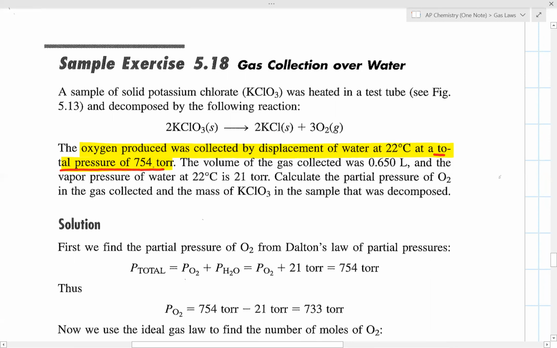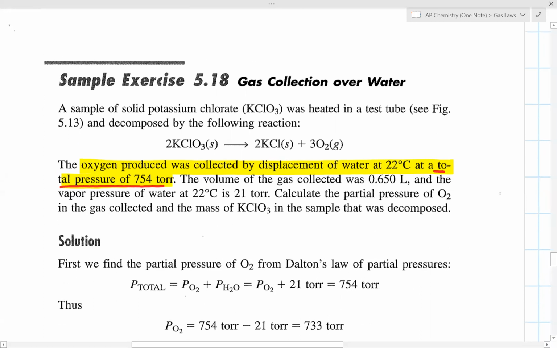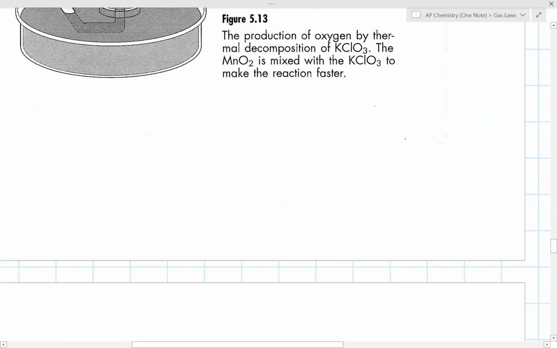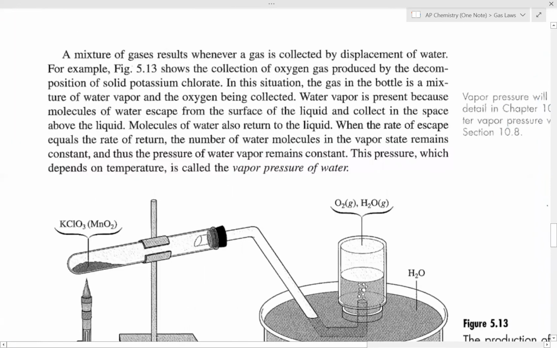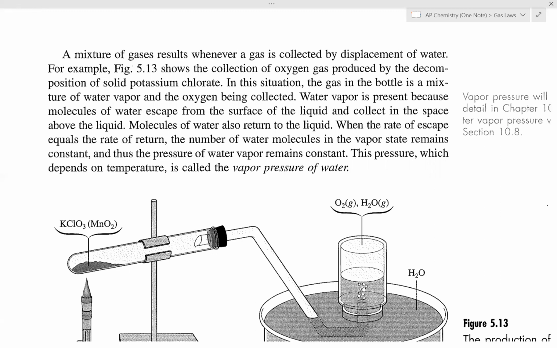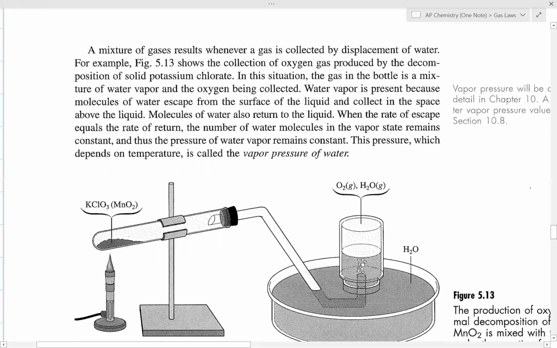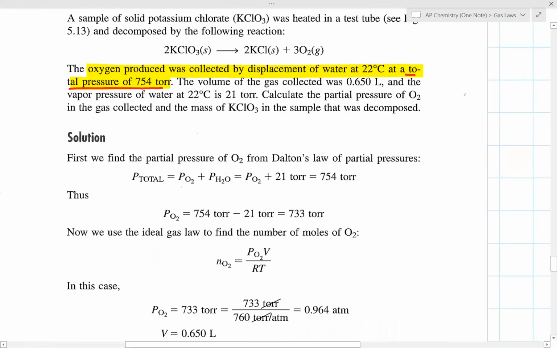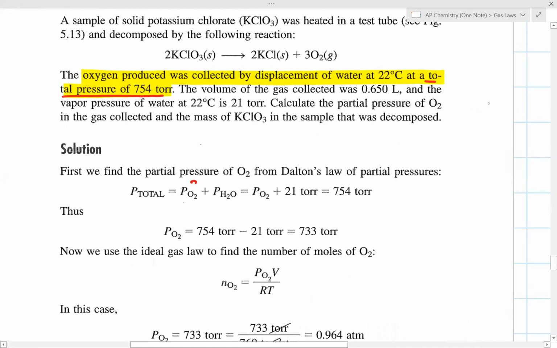Because when you collect something over water, you have to consider the pressure of the vapor produced by the surface of the water. This is touched upon on page 209. It says here, a mixture of gases results whenever a gas is collected by the displacement of water. In this little section on page 209, they mention the term vapor pressure of water. So when you're considering the total pressure of something collected over water, you need to not only consider the pressure of the gas, but also the pressure produced by the vapor coming off the water.